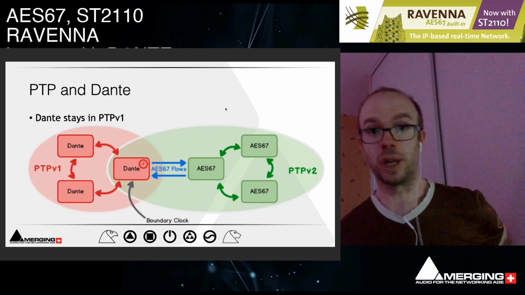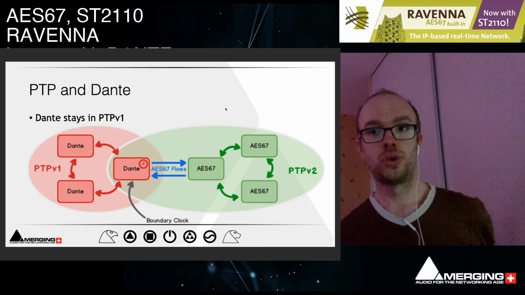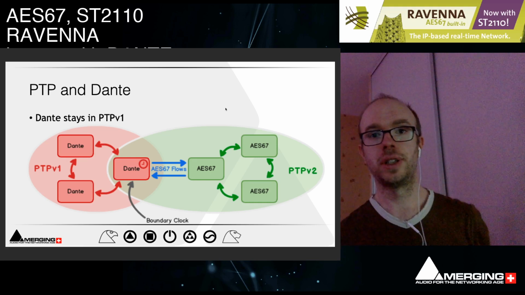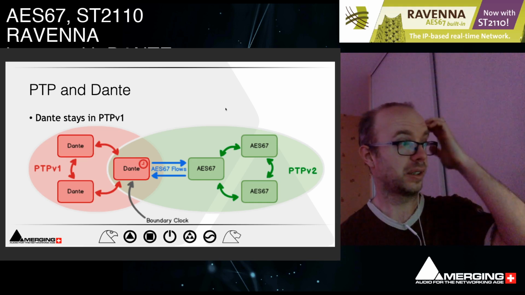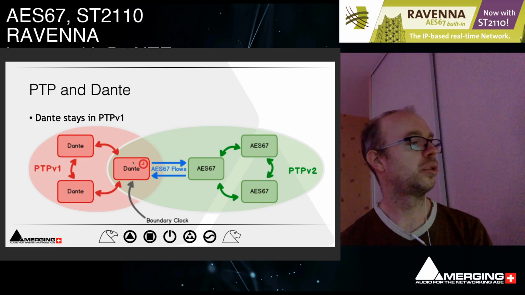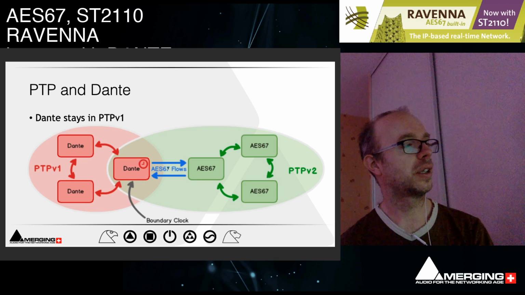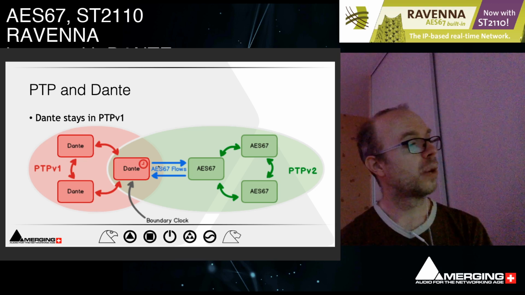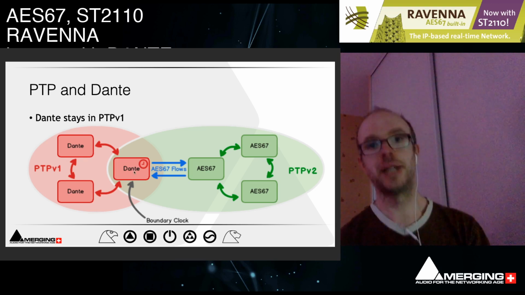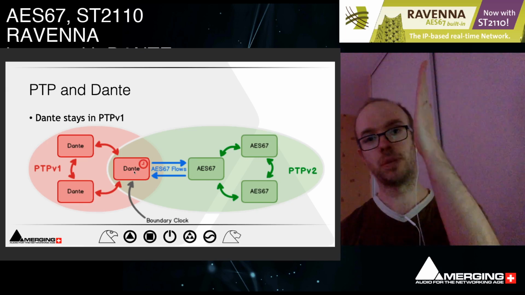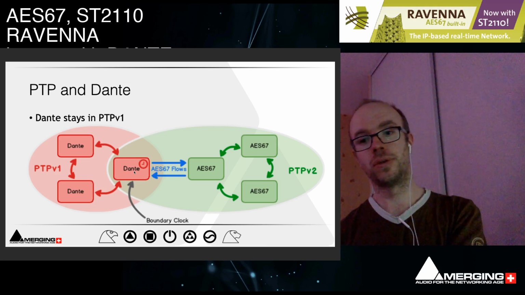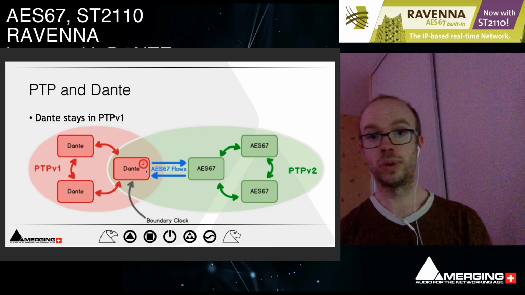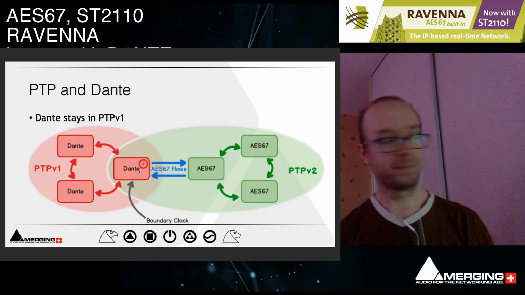Okay, so back to Dante. So Dante is using PTP v1, and they chose, for whatever reason, to keep PTP v1 in all the AES67 devices. This means that when you exchange AES67 between a Dante device and an AES67 device, one of the Dante devices will act as a boundary clock, which is a frontier between version 2 and version 1 PTP, and just sharing the same time.